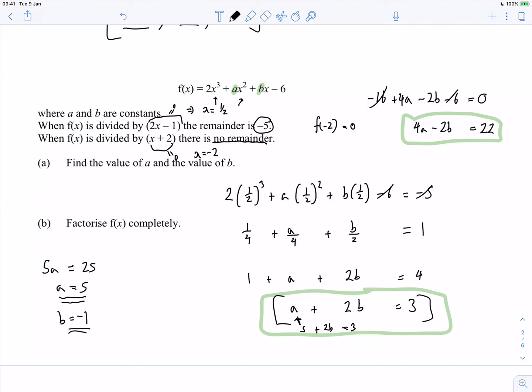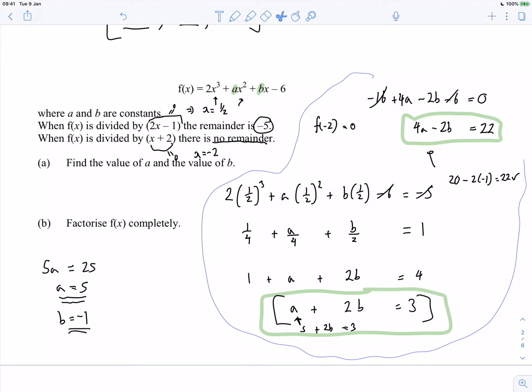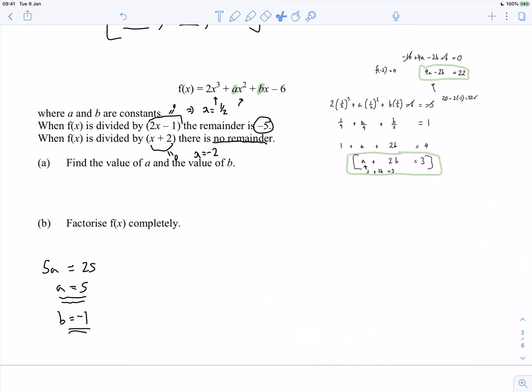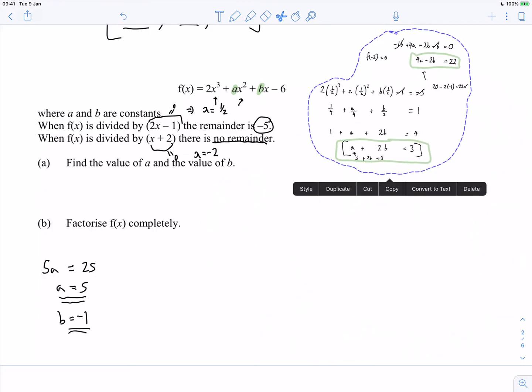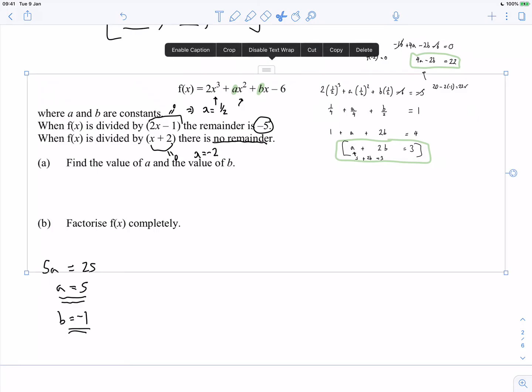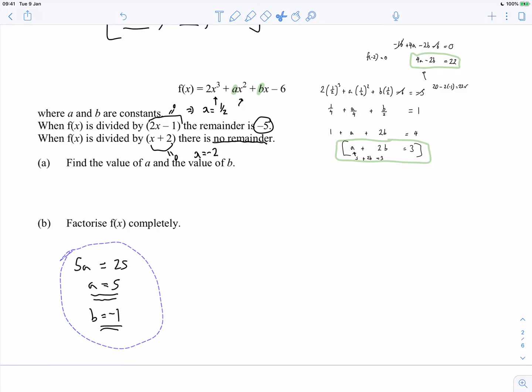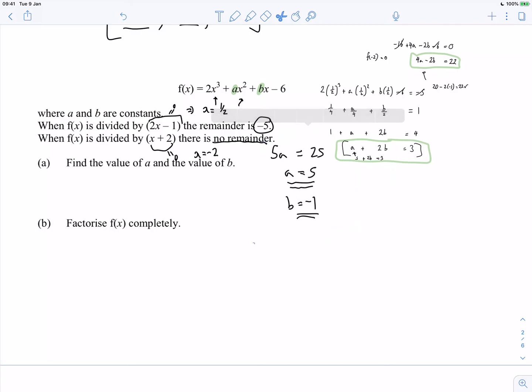And just double check that in the other one. 4 lots of 5 is 20, minus 2 lots of negative 1 does indeed equal 22. So that's cool. So this is taking up too much space, so let's shrink this down. So my answer for a and b would just be: a is 5, and b is negative 1.